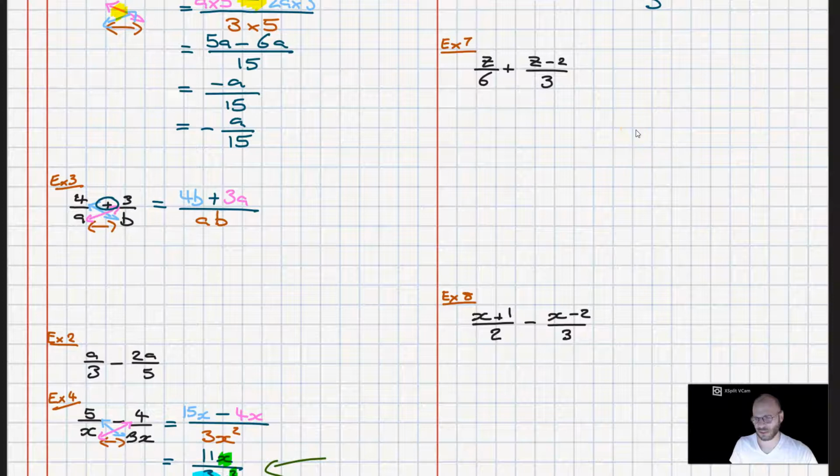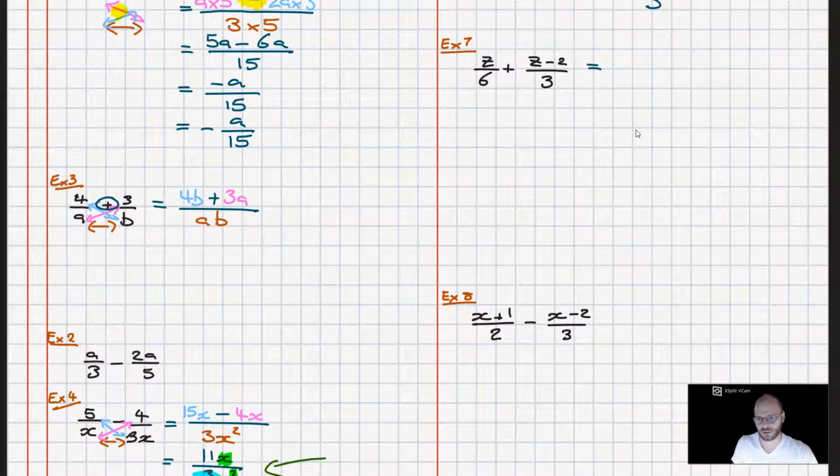Welcome back. In this video I'm going to show you two examples of how we deal with fractional addition and subtraction when we're dealing with fractions that have multiple terms in the denominator. So consider example 7 here. We've got z over 6 plus, and here's where it is, (z minus 2) all over 3. So there's multiple terms up there.